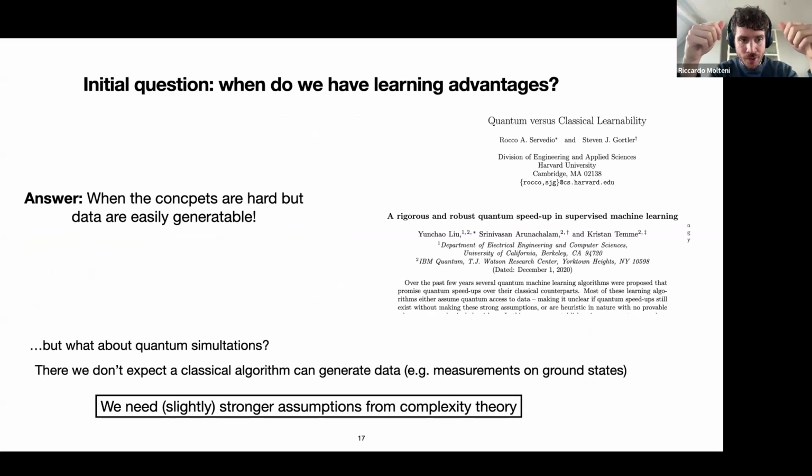But what about quantum simulation? I told you that I wanted a physically motivated learning scenario. For quantum simulation, we do not really expect that classical algorithms can generate data, right? We do not expect that you can generate measurements on ground states or on time-evolved states. So in order to prove a separation for this kind of task, we need a slightly stronger assumption from complexity theory. And I will introduce them to you now.